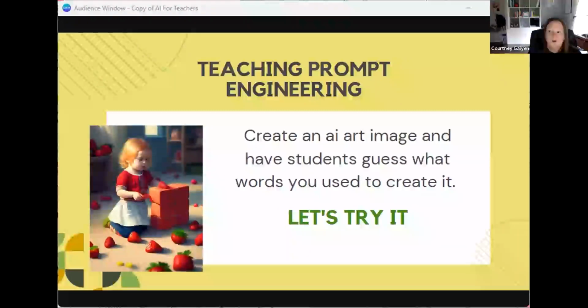So this prompt was, create an illustration for a children's book of a little strawberry blonde girl playing with blocks. So on the one hand, yes, the hair color is what I had envisioned, but it misinterpreted what I wanted when I said strawberry. And as you can see, it has littered this area with strawberries.